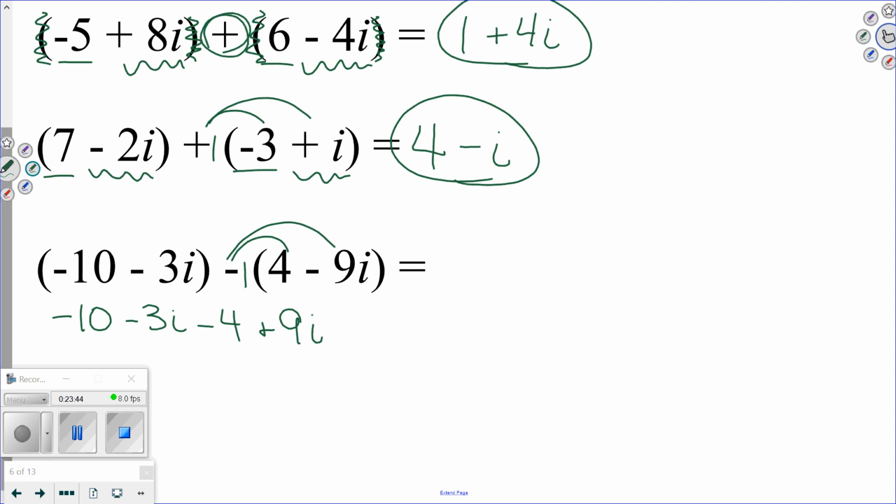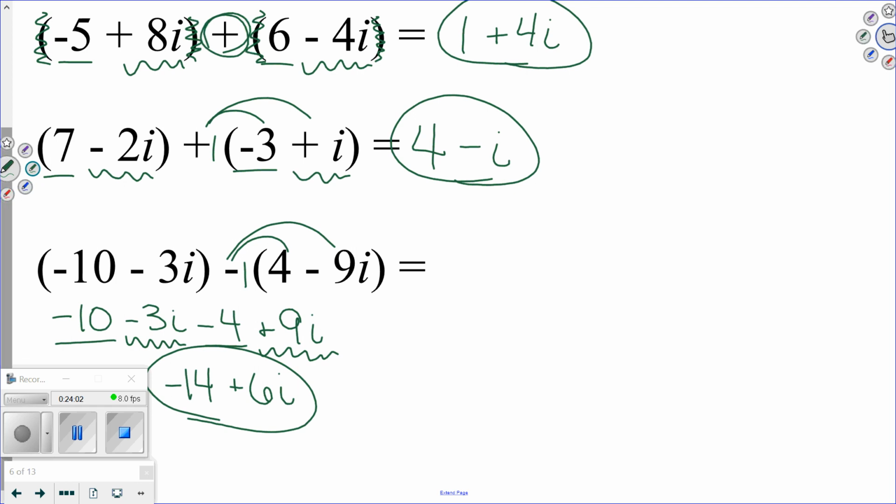Okay? So now I can put my like terms together. -10 minus 4 is -14. -3i plus 9i plus 6i. And that's it.